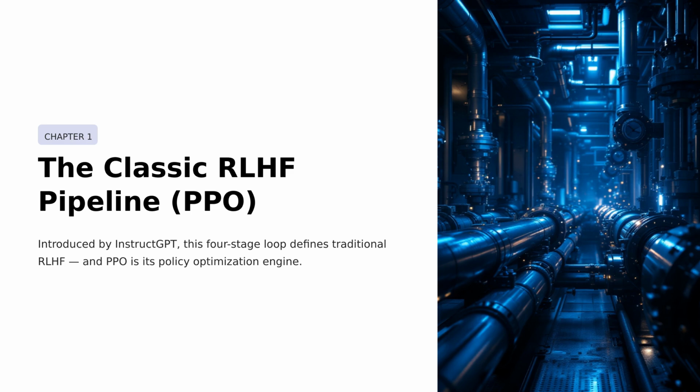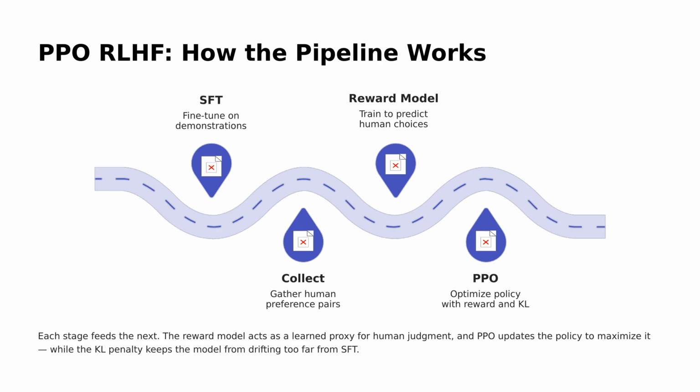Chapter 1 introduces the classic RLHF pipeline built around PPO, the approach popularized by InstructGPT. The idea is a 4-stage training loop. First, collect demonstrations, then train a supervised policy, next, learn a reward model from human preferences, and finally, optimize the policy against that reward using PPO. This became the standard recipe for aligning language models with human feedback.